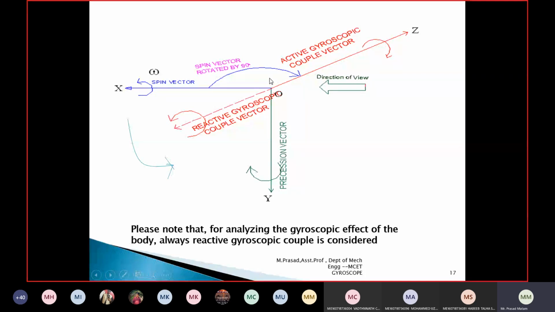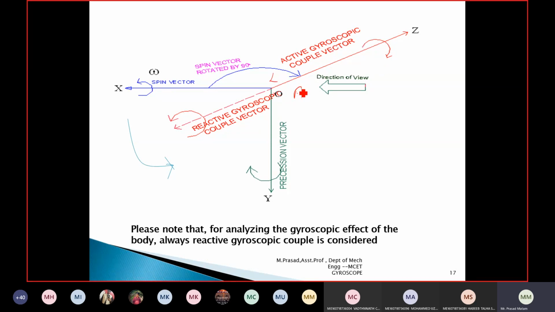Now you tell me which is left and which is right here. Again I can write, this is my left side and this is my right side. So this is my spin vector, which is moving backward, taking a right turn. When it is taking a right turn, the precession vector always comes downwards. So for the spin vector, making an angle of 90 degrees, I have drawn the active gyroscopic couple. You can see my active couple is moving from the left side to the right side.